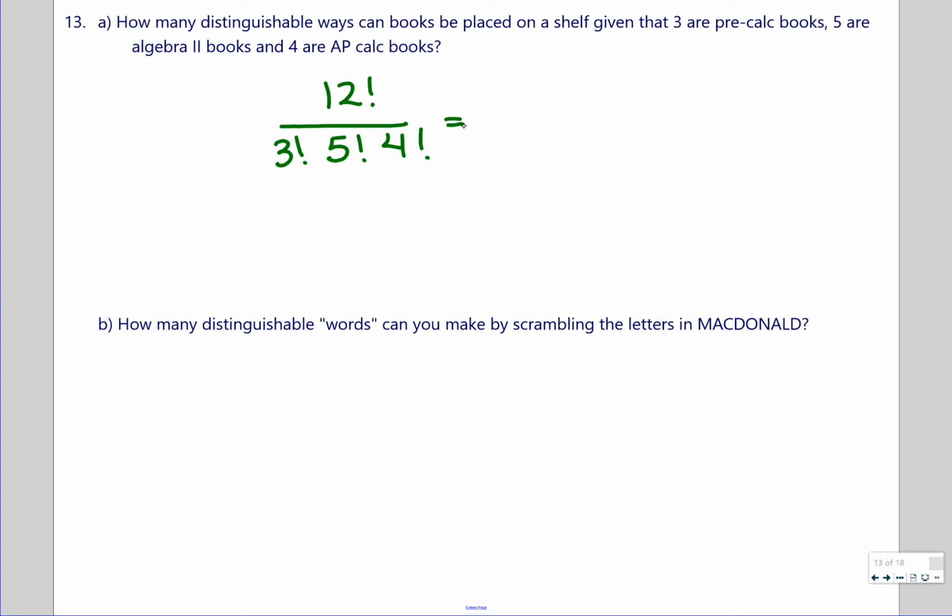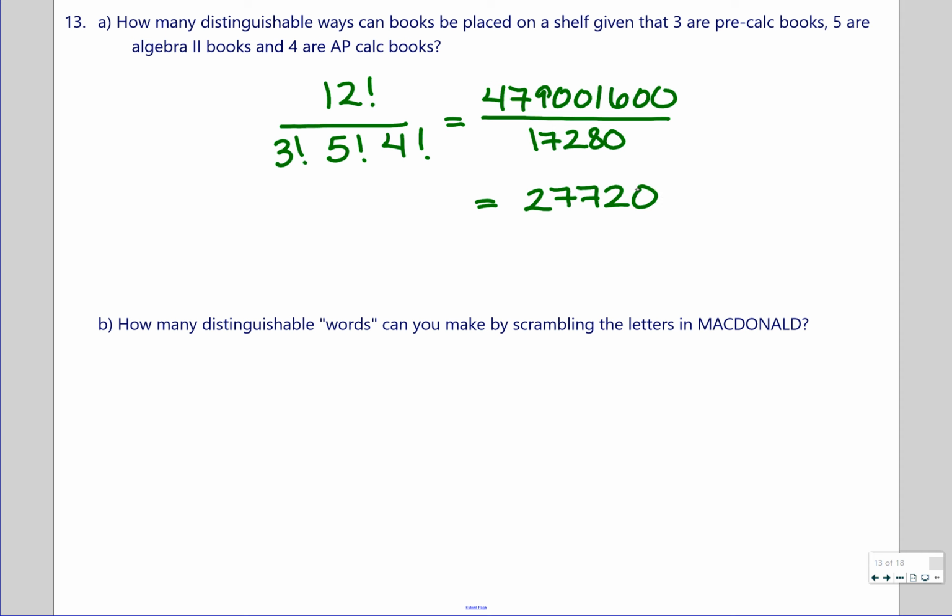So let's see, 12 factorial. Might be able to do this one in pieces. My numbers aren't super huge. Denominator, I've got 3 factorial times 5 factorial times 4 factorial. And then we divide them. 27,720.